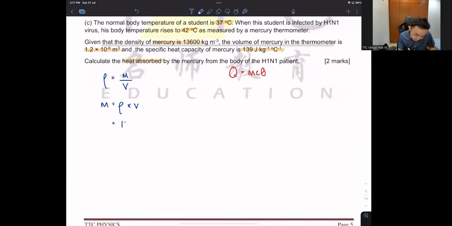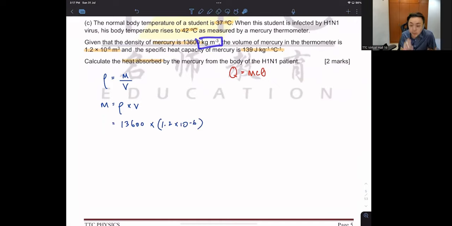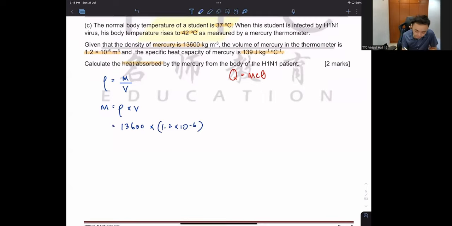Density for mercury, again, is 13,600. Multiply by the volume of the thermometer, this amount. It's already in meter cube, so you're safe. Sometimes you get tricked by this, so always check the unit: kg per meter cube, so the volume must be in meter cube also. The more decimal points you keep, the better, because this is not the final answer yet. You need to substitute it inside. 0.01632 kg.